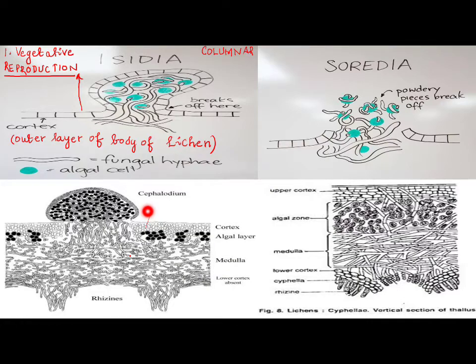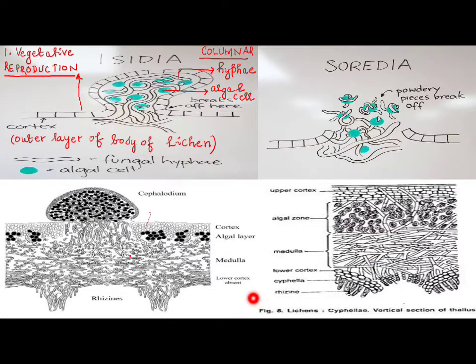Can't you see the swelling outside? But yet it is covered by cortex. And the structure is usually columnar. As you can see, it has fungal hyphae. And the green color structures, I particularly took a handmade picture. The green color structures are algal cells. All of us know that lichen is a symbiosis between the algal cell and the fungi.